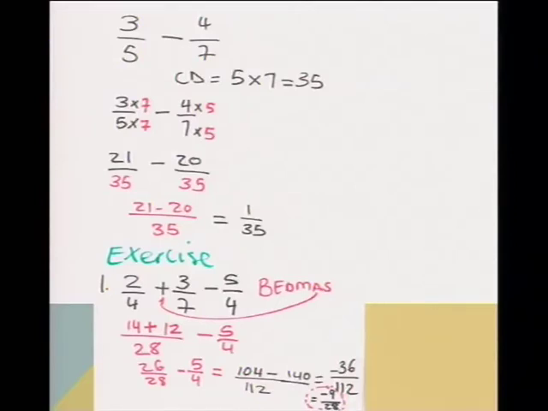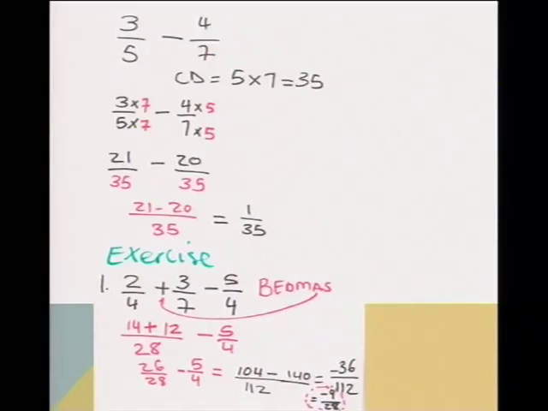Now you can subtract the 5 over 4. Now the denominators are not the same as well. You have to find the common denominator. You multiply 28 by 4 and you get 112. If you multiply the first fraction with the denominator of the second one, you will have 104 over 112. You multiply the second fraction with the denominator of the first one, you get 140 over 112. And when you subtract the numerators, you get minus 36 over 112.